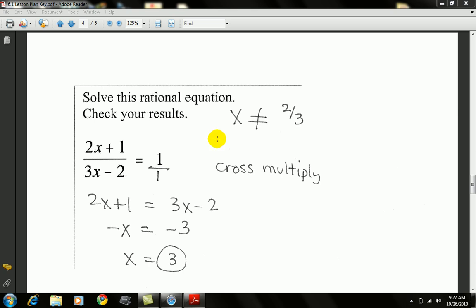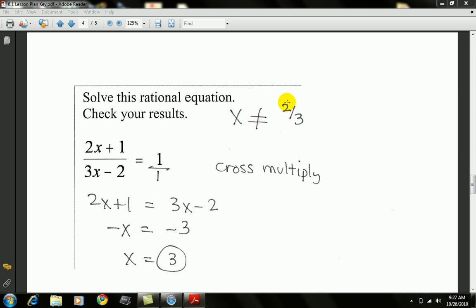Okay, ladies and gentlemen, we're solving this rational equation. Our first step is not to cross multiply. Our first step is to state restricted values. Remember how to find them. Okay, I wrote what the restriction is.